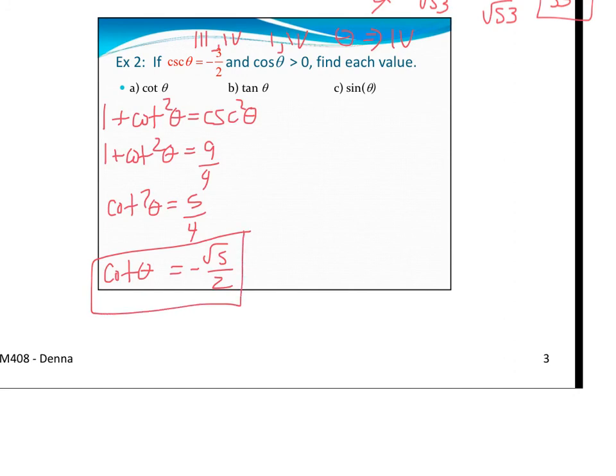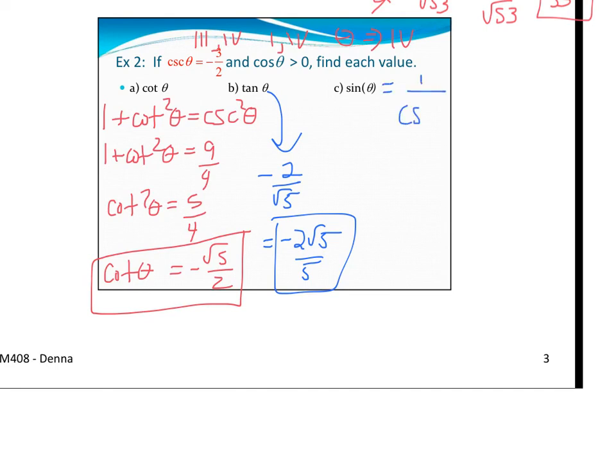Alright, in order to find our tangent, we can simply reciprocal the cotangent, which gives me negative 2 over root 5, and after rationalizing, negative 2 root 5 over 5 for my tangent ratio. And then lastly, I want to find sine, and I know that sine of theta is equal to 1 over cosecant of theta, and using my reciprocal identities, I can get that this is equal to negative 2/3.